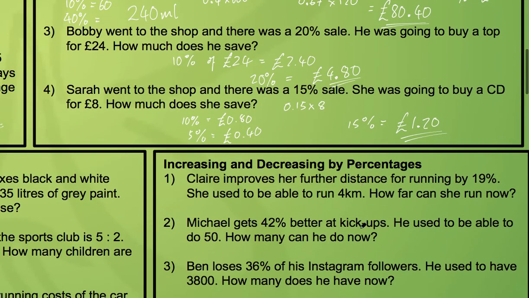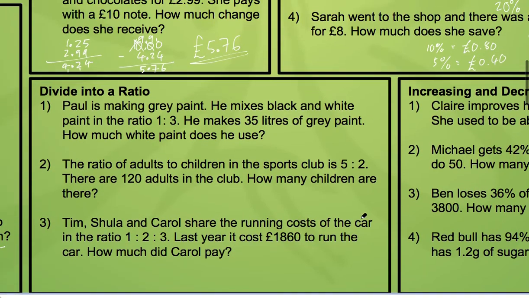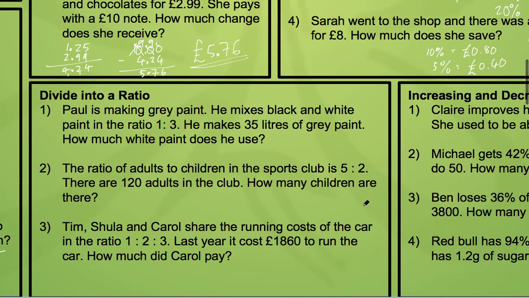On to sharing in a ratio, or dividing in a ratio. Paul is making grey paint. He mixes black and white paint in the ratio 1:3. So we've got black to white in the same order, 1:3. He makes 35 litres of grey paint. How much white paint does he use?